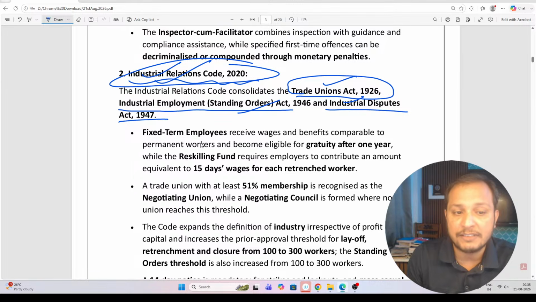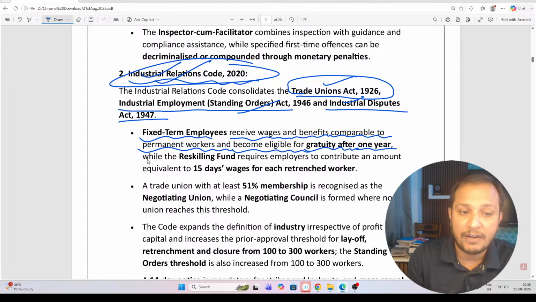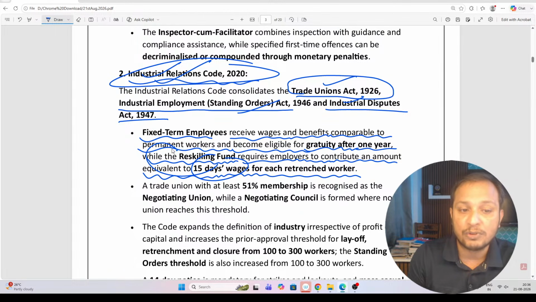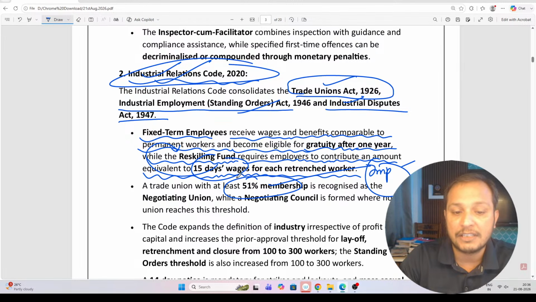What are the major provisions, guys? You can see fixed term employees receive wages and benefits comparable to the permanent workers and become eligible for gratuity after 1 year, while the reskilling fund requires employers to contribute an amount equivalent to 15 days wages for each retrenched worker. So whenever there is retrenching of workers, 15 days of wage will be put into the reskilling fund. Next, a trade union definition is 51% of the membership.